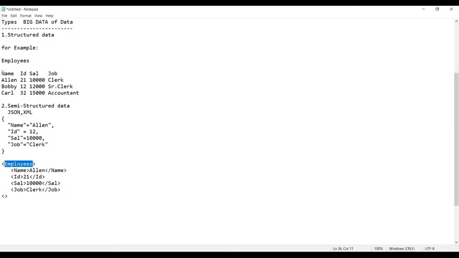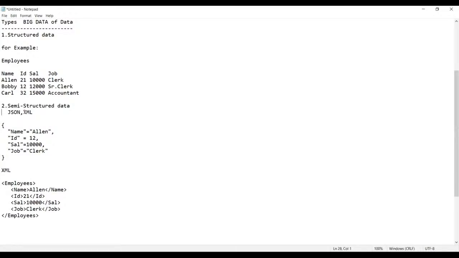Can you see? This is called the opening tag, the row tag. This is called the closing row tag. That's it. Okay. This kind of format is called XML format. That is called what? Extensible markup language, or we can also say extendable markup language. This is called XML format.